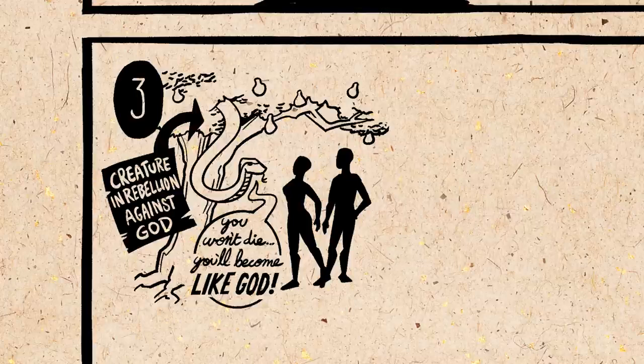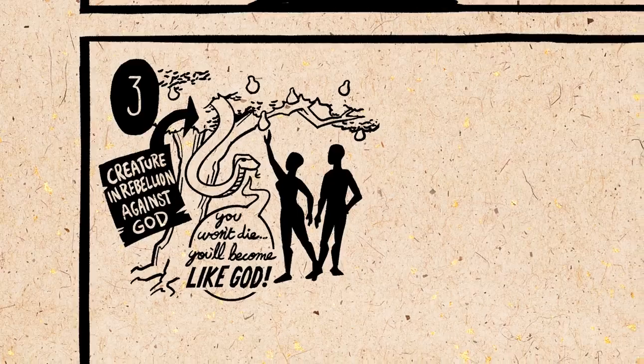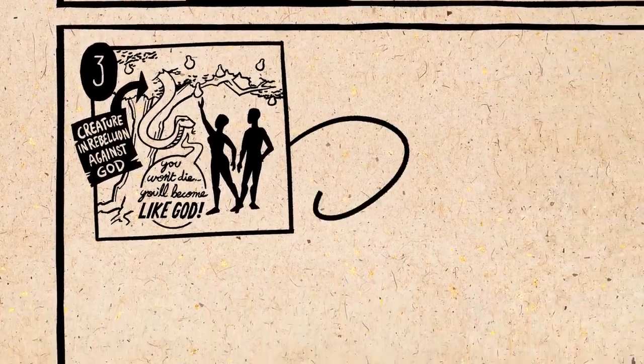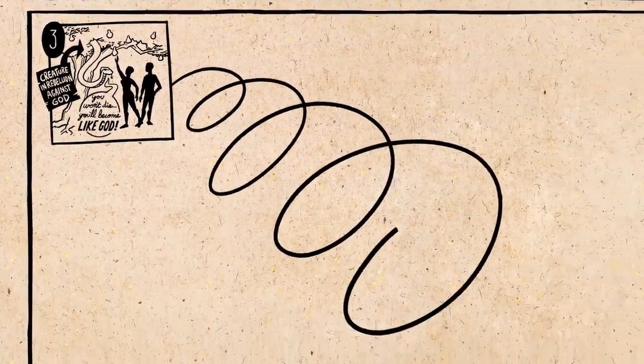Now, the irony of this is tragic, because we know the humans are already like God. They were made to reflect God's image. But instead of trusting God, the humans seize autonomy, they take the knowledge of good and evil for themselves, and in an instant, the whole story spirals out of control.